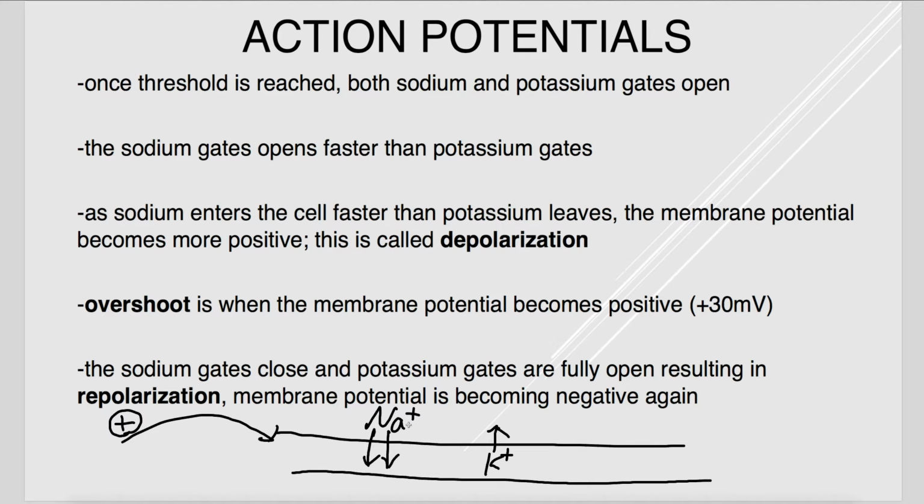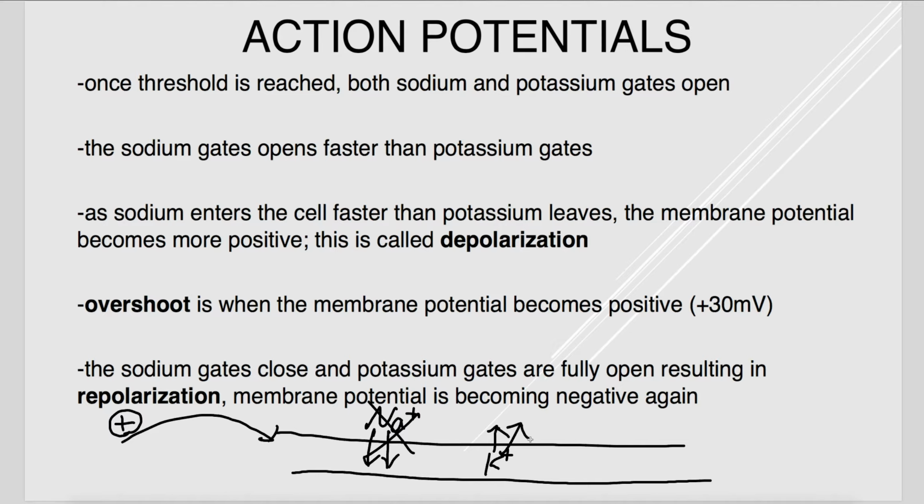All right, so this is going to continue until you reach what's known as overshoot, and this is when the membrane potential actually becomes positive by about positive 30 millivolts. Now at about this point, the sodium gates close. Okay, so the sodium doors close. So that means sodium is not going to come into the cell anymore. However, at this point, the potassium doors are completely open. So at this point, sodium is not coming in, but potassium is leaving as quickly as it can.